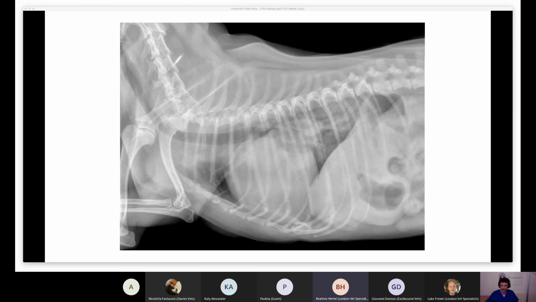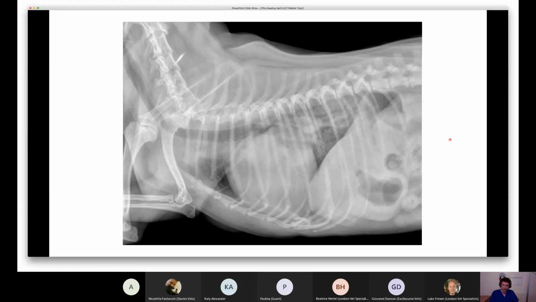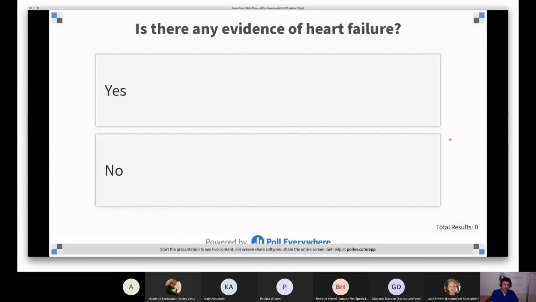Okay, yeah, no, I think you've done a really good job. So what we're going to do now, based on B's description, is see if the rest of you guys are convinced. I think we can all agree that the heart in this patient is abnormal, but what I'd really like to know from you guys is whether or not you think there's any evidence of heart failure. B certainly thinks there is, so do you guys agree? So cast your votes now.